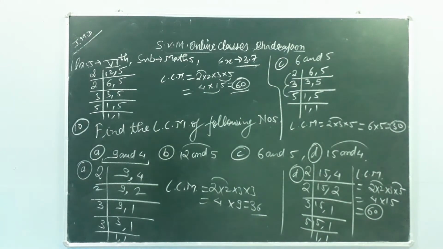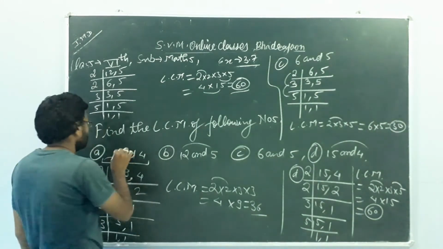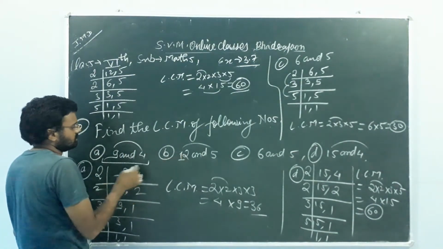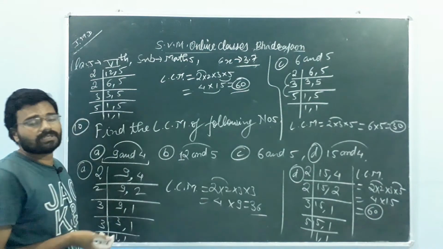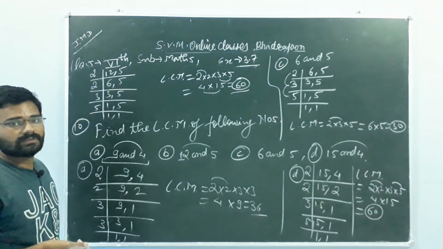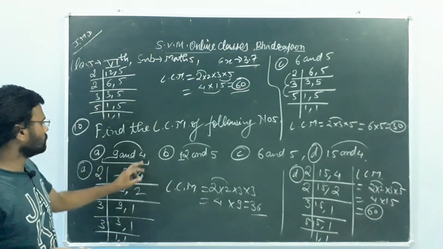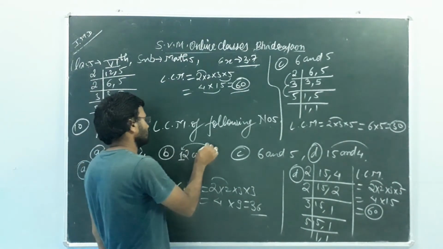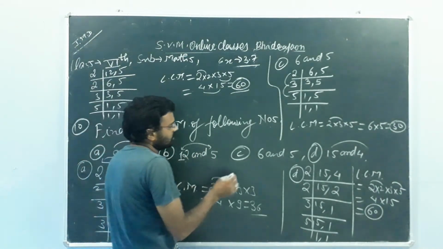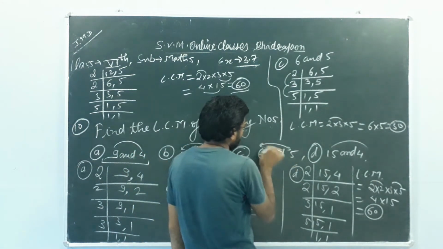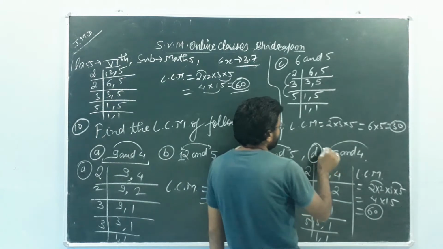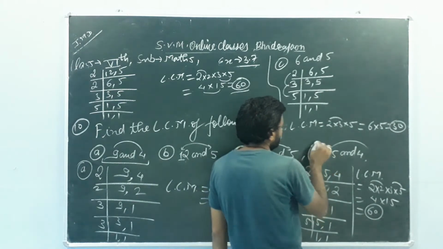So in this case also, 9 and 4 are two numbers which are co-prime. No factor is common in these two. In this case also no factor is common in 12 and 5. In this case also no factor is common in 6 and 5, and in the end, in this case also, no factor is common in 15 and 4.